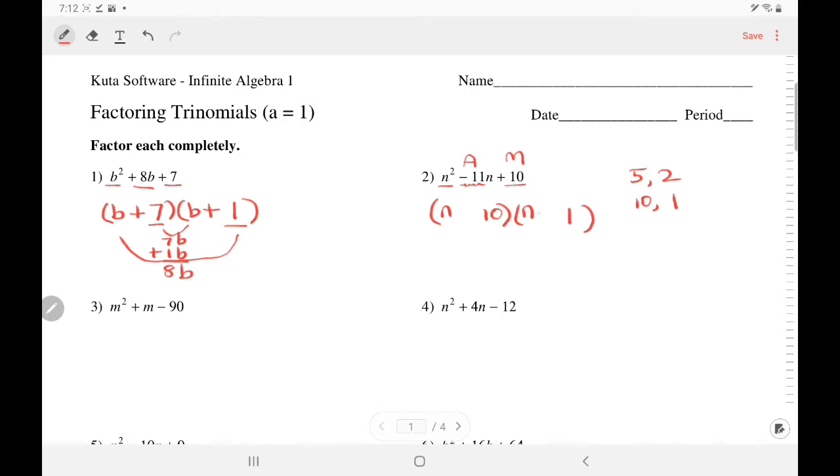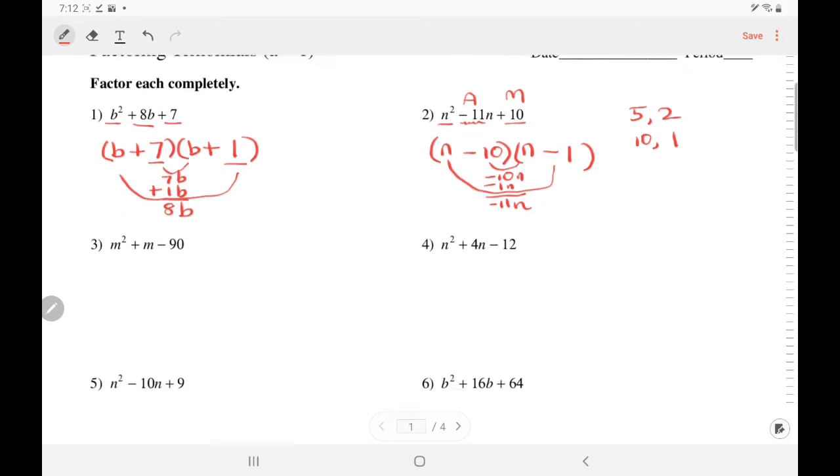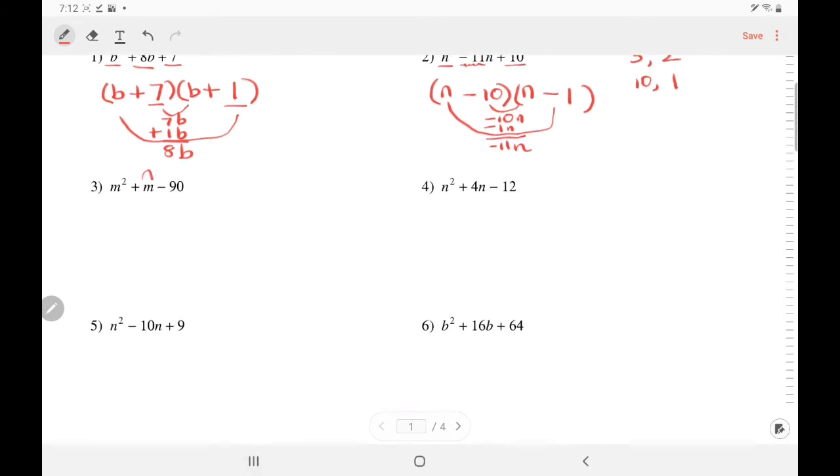Now we have to choose our signs carefully. They have to multiply to be a positive 10, so it has to be either double positive or double negative. We choose double negative so that negative 10n plus negative 1n would add up to negative 11n. That's how you check, by multiplying the inner and the outer, and they have to add up to negative 11. Let's do number 3. Remember, you need to add to 1m and multiply to negative 90.